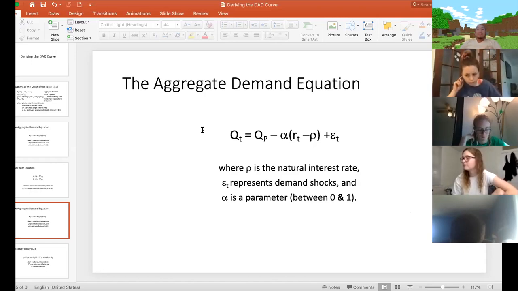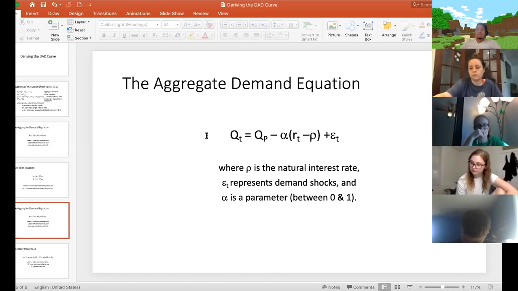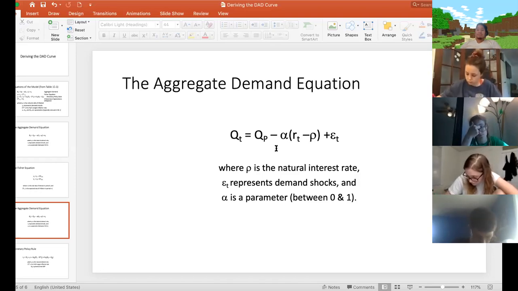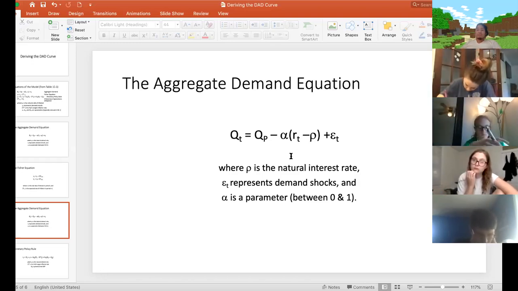Okay, does everybody see that? So this term here shows the effects of monetary policy on the demand side of the economy, on GDP and the demand side of the economy. Remember, this is not a behavioral equation exactly. It's really an equilibrium condition. Okay, any questions?